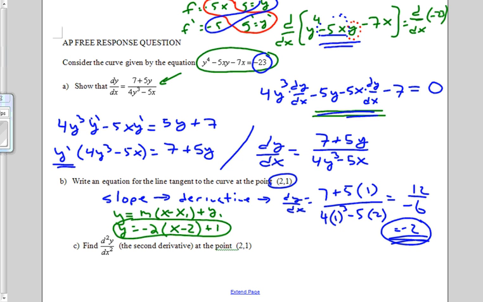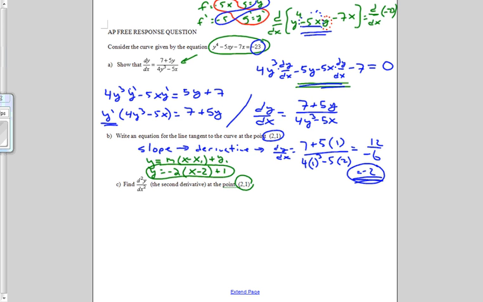And then the last problem, find the second derivative. Well, the second derivative is the derivative of the derivative at this point. So to find the derivative of the derivative, I want to take the derivative of dy dx, which is the derivative of 7 plus 5y over 4y cubed minus 5x.